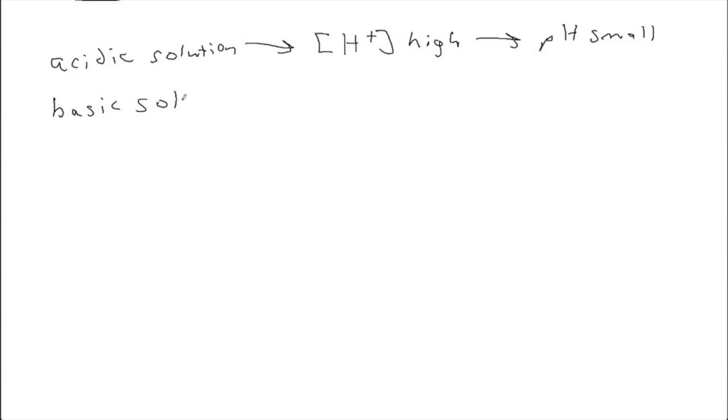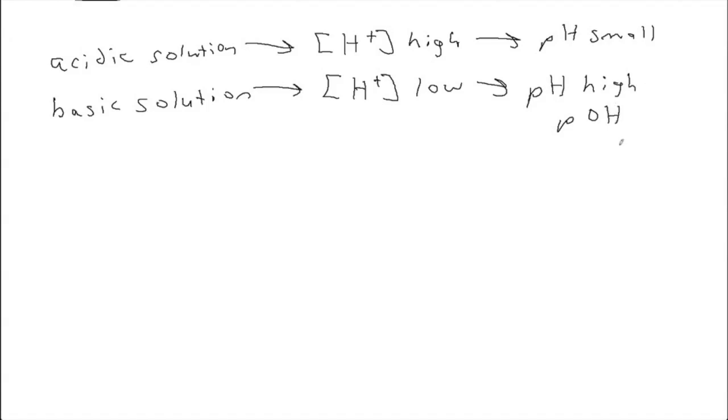So how would we analyze a basic solution? Would that mean the proton concentration is high or low? The concentration is low for protons. So what would that tell you about the pH? pH is going to be high. So what does that tell you about the pOH? pOH is going to be low. It's inversely proportional to pH. The pOH will be small.